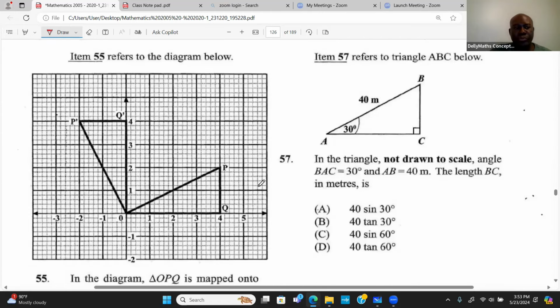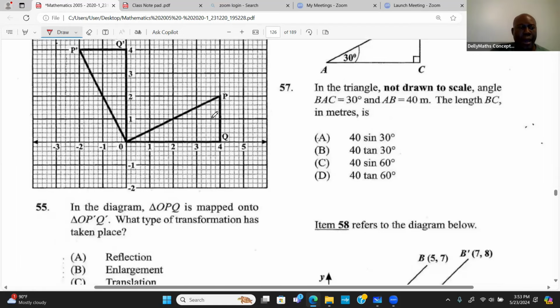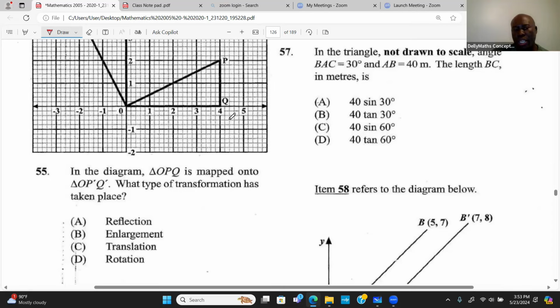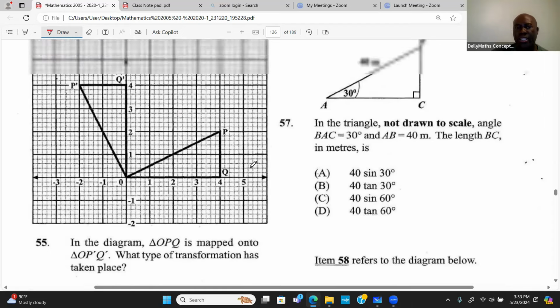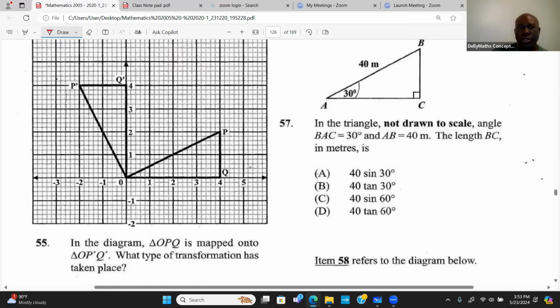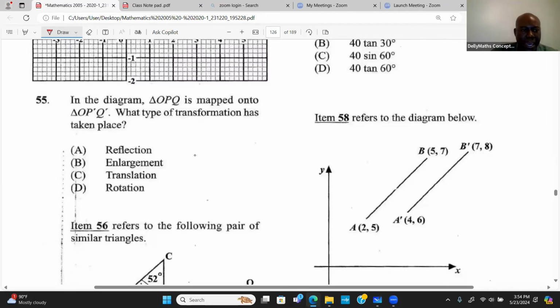We're still going. Number 55 refers to this diagram here. It says, if the triangle OPQ is mapped onto OP prime Q prime, what type of transformation has taken place? Now you want to take a look at this. I'm just going to say it's a rotation, right? But before I get there, I want to say that you can see it's not an enlargement, it's not a translation, and you could argue if it's a reflection, but it's not a reflection because we're not seeing the points working as is. But definitely you're seeing where this was rotated over there, like there's a turning at this point and the points would have turned over there, so it's definitely a rotation. So my answer is D.